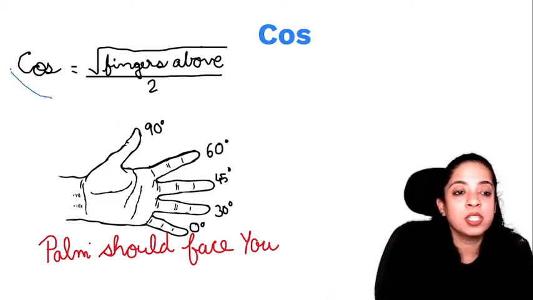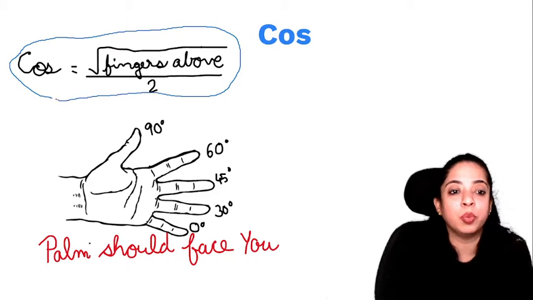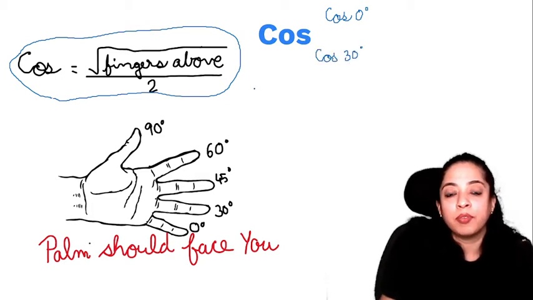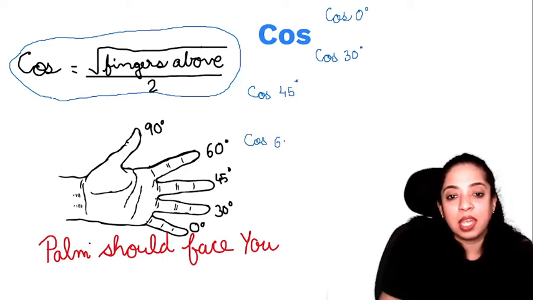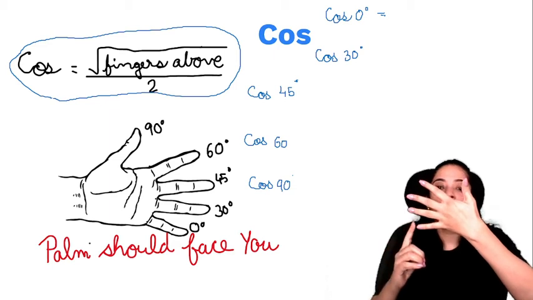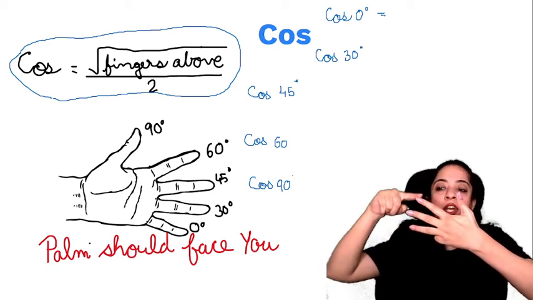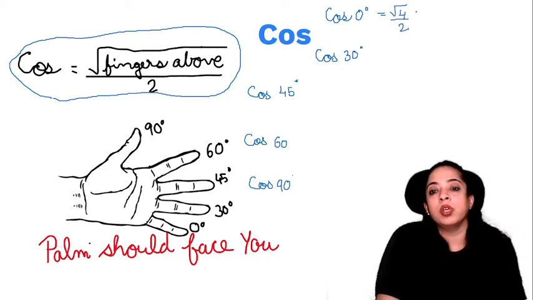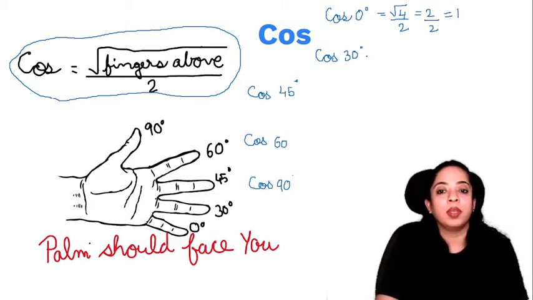Now see here, for cos it is square root of fingers above by 2. So how will you do? See cos 0. Okay. Then there is cos 30. Then we have to find cos 45, cos 60 and cos 90. Okay. Now see for cos 0. This is 0. Fold this. How many fingers are above? 1, 2, 3, 4. 4 fingers are above. So square root of fingers above by 2. So square root of 4 is 2. So 2 by 2 is 1. Cos 0 is 1.